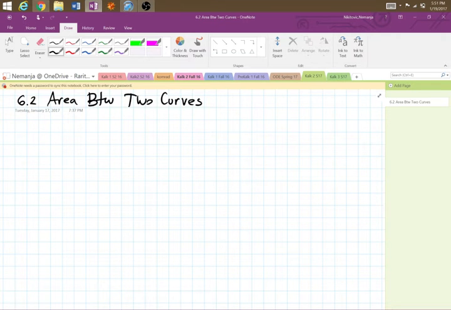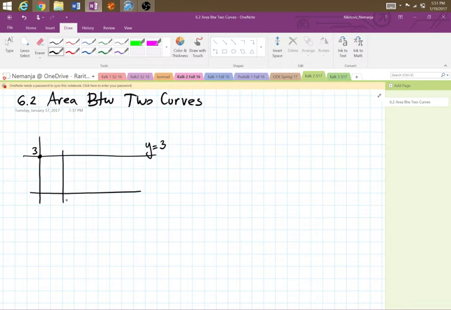Some of the stuff we do in this class will be a straight upgrade from what we learned in Calc 1. So say that you have a linear line, horizontal line y equals 3, and you would like to know what is the area under the curve between 2 and 7.